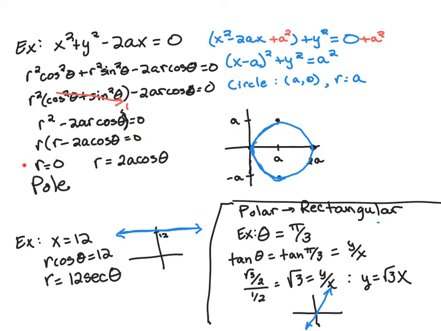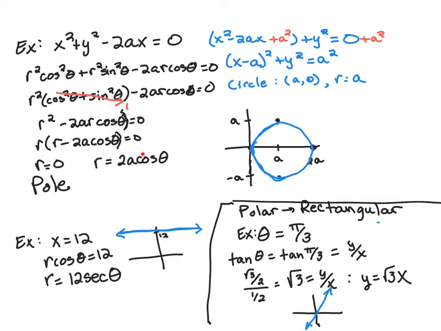So r equals 0 is the pole, and this happens a lot, but it's usually a part of the graph of the other bit. Setting the second factor equal to 0 gives me r equals 2a cosine theta. We've done this before. This is a circle. Because this is cosine, it's on the x-axis, right? When the cosine is positive 1 at 0, r is 2a, so you have a point right here.